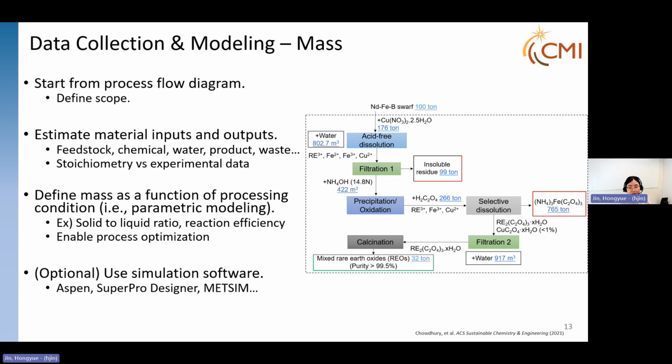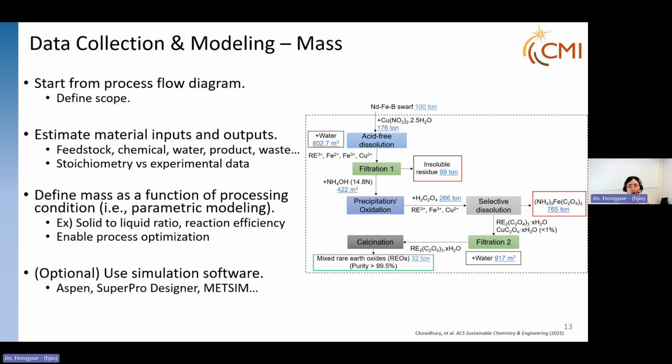Each processing step is called a unit operation, the smallest possible processing step that we model, and then we add all the impacts together to derive the total impact. So this is a bottom-up approach. And then we estimate material inputs and outputs. So the feedstock, how much do we need? And whether there are some chemicals. In this case, we use copper nitrate and water and ammonium hydroxide.